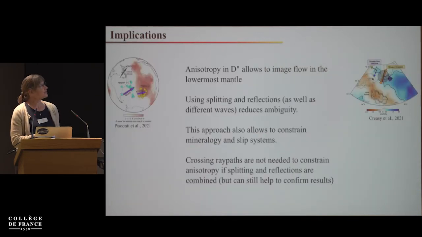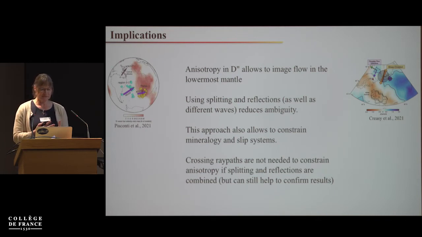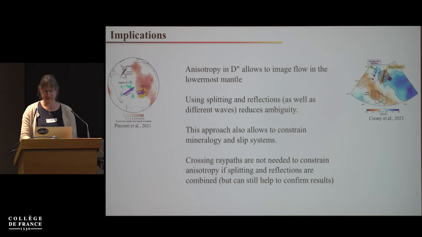So the implication is that anisotropy in D double prime allows us to image the flow in the lowermost mantle. And when we use splitting and reflections at the same time, we reduce the ambiguity. And we can constrain mineralogy and slip systems with that approach. The crossing ray paths are not necessarily needed, but of course they can help to constrain the anisotropy better.